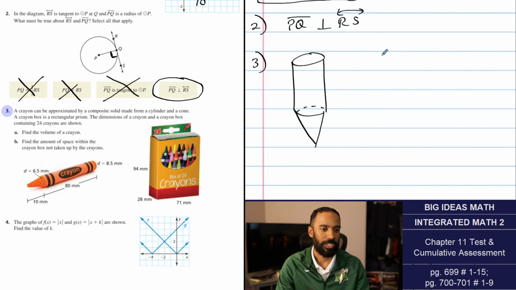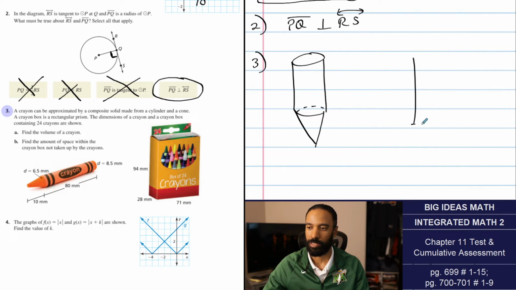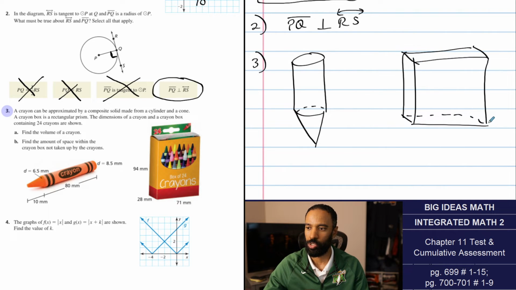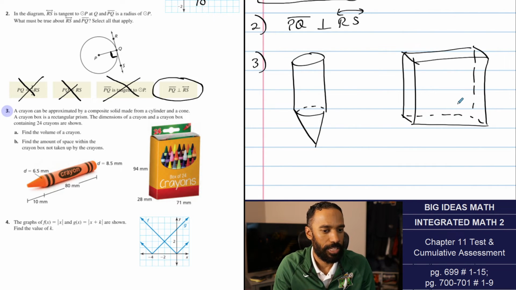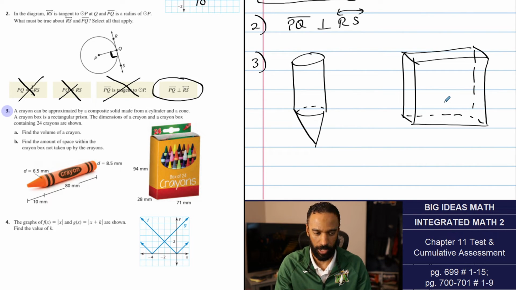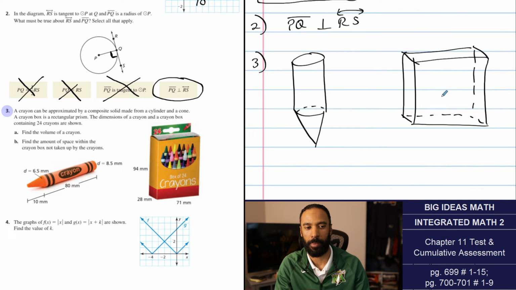A crayon box is a rectangular prism. Oh, and then we have one of these guys. All right. The dimensions of a crayon and a crayon box containing 24 crayons are shown. Find the volume of a crayon. Find the amount of space within the crayon box not taken up by the crayons.